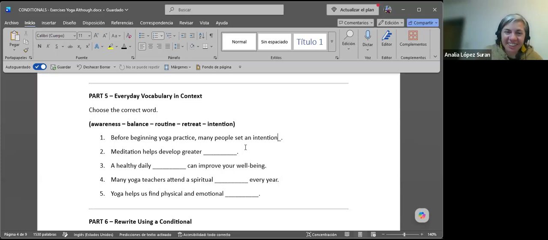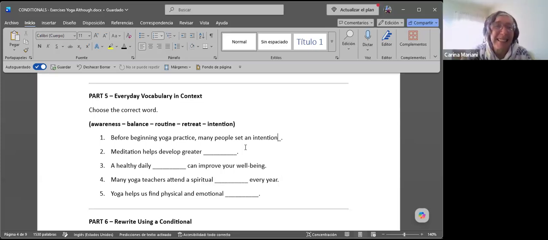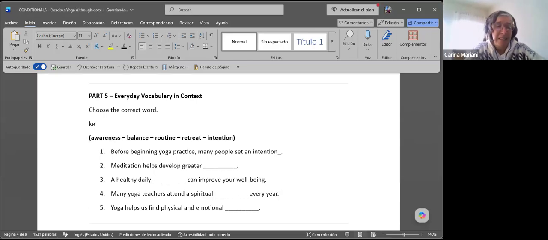How do you say llavero? Key chain. It's like a cadena, you see? Key, chain, all together, key chain. A key chain is a llavero.